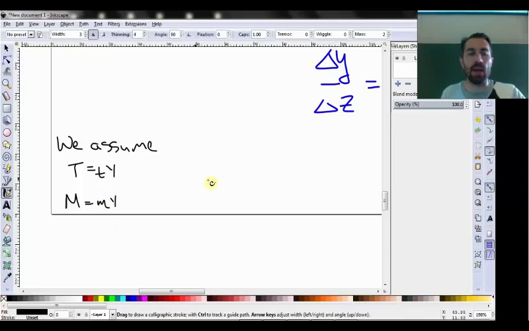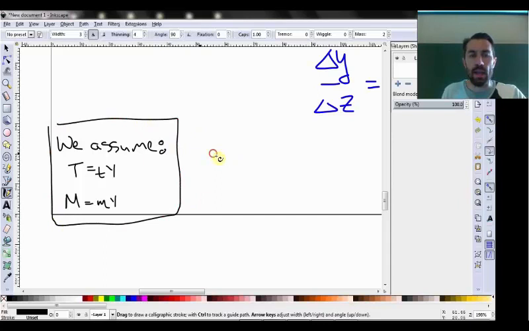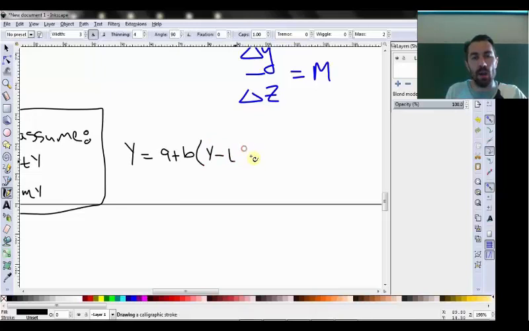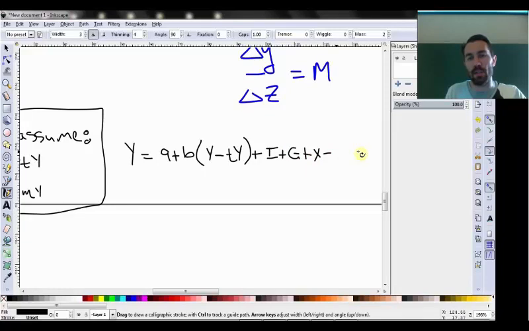And now we write at equilibrium. At equilibrium, we have our equation where output y is equal to aggregate expenditure, where aggregate expenditure is equal to C, and C is equal to A plus B times y minus taxes, and taxes are ty. With me? Plus investment, plus government spending, plus exports minus, and again, our imports are my.